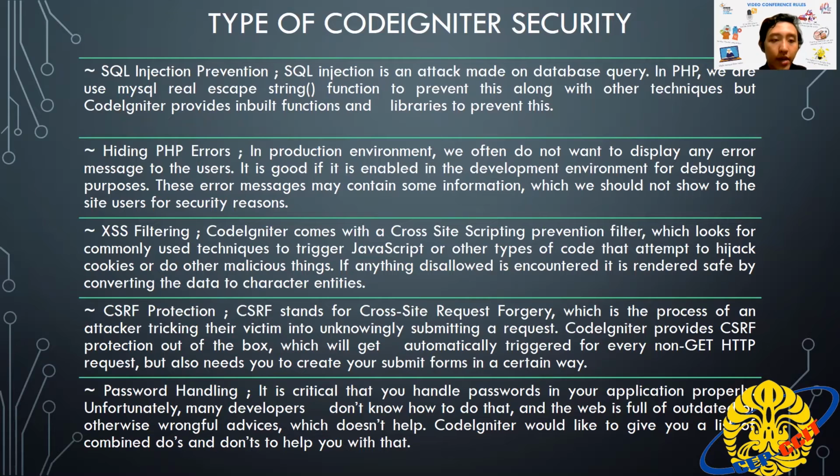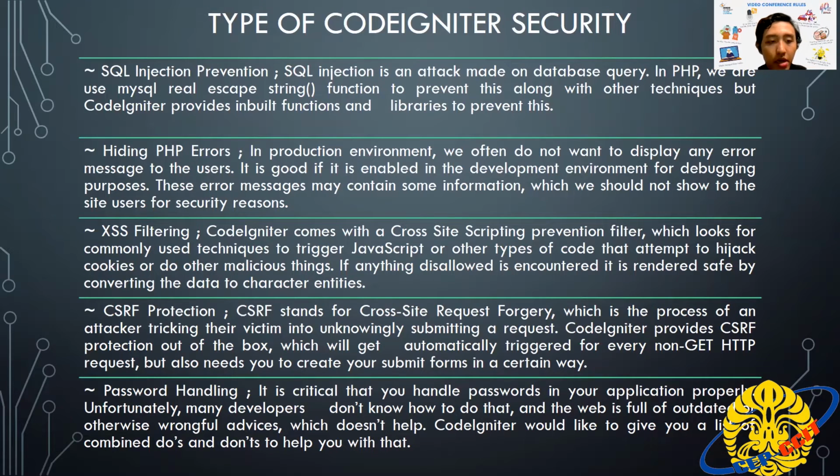And next we have XSS filtering. CodeIgniter comes with a cross-site scripting prevention filter, which looks for commonly used techniques to trigger JavaScript or other types of code that attempt to hijack cookies or do other malicious things. If anything disallowed is encountered, it is rendered safe by converting the data to character entities.